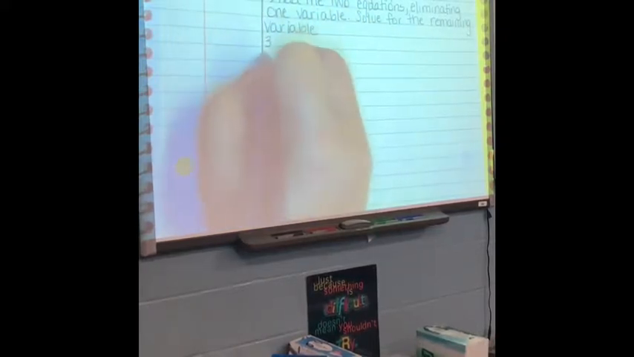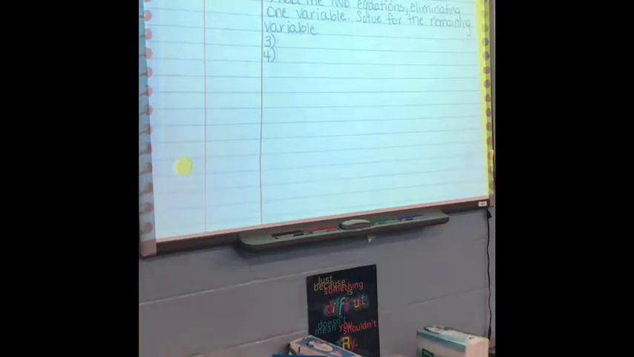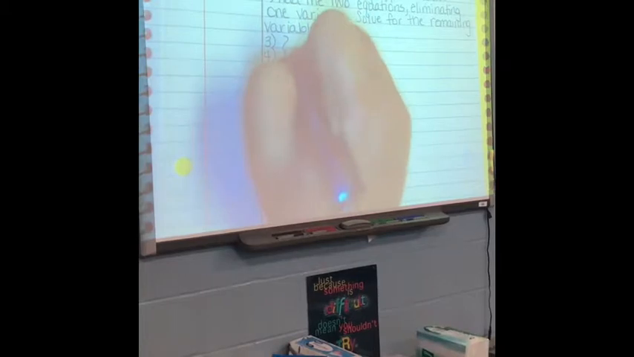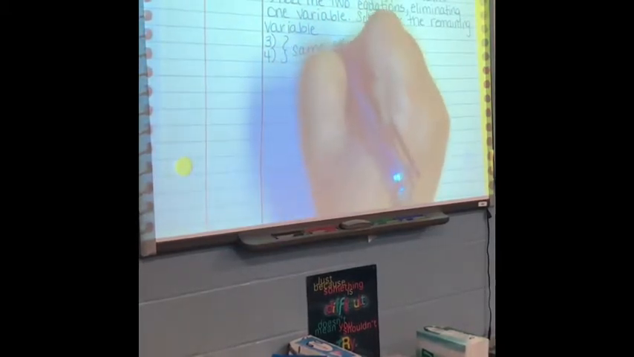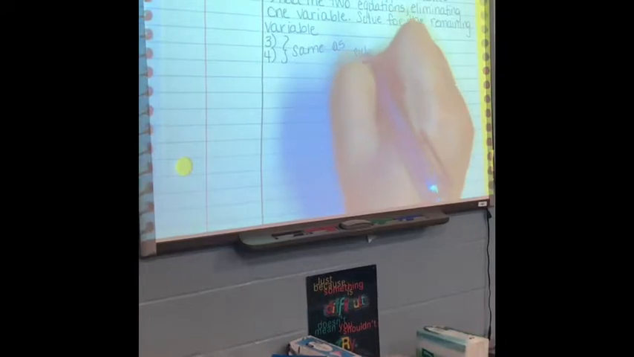And if you don't mind, for sake of hand cramp for all of us, steps 3 and 4 follow exactly like steps 3 and 4 for substitution. So we'll just write same as substitution.